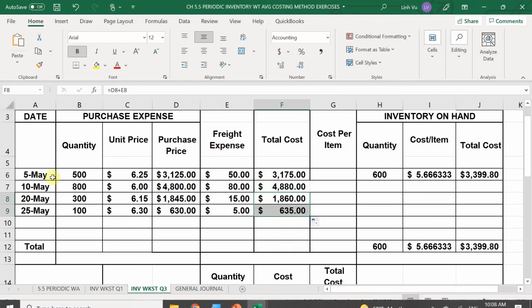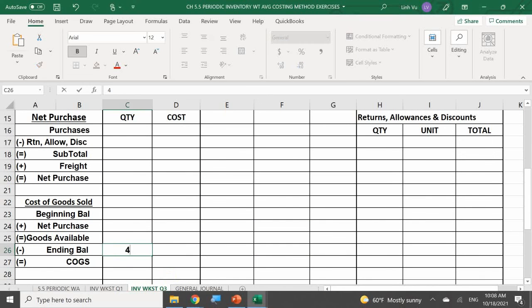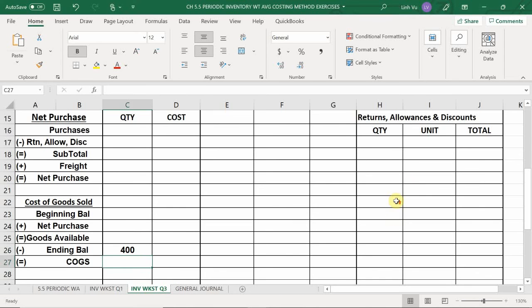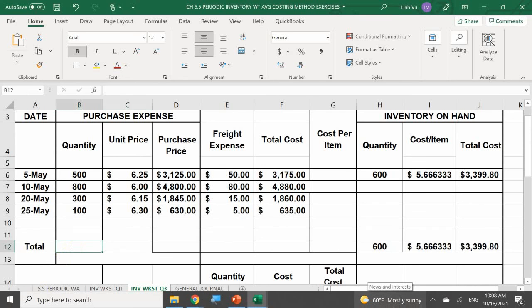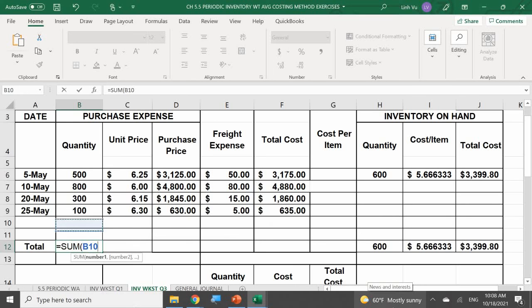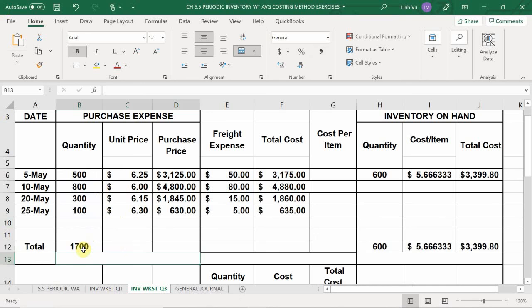Okay. And because we were given the idea that at the end of the accounting period, you had a total of 400 units left, let's go ahead and solve for my net purchases. Okay. So in this case, how many items did I buy in grand total? 1,700. 1,700. Okay. What was my total purchase price?